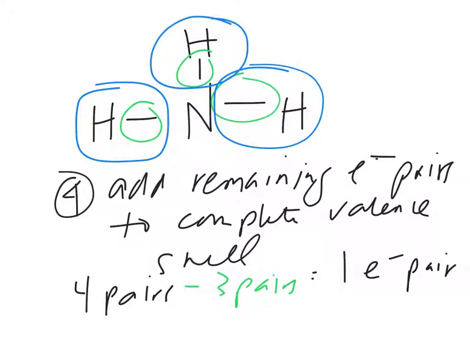But if we look at nitrogen, our nitrogen only has access to 2, 4, 6 electrons. So that means that final electron pair has to be given to the nitrogen in order to complete its valence level. And we show that as a lone pair of electrons. So there are a lot of ways to draw this final structure. So I could write it like this.